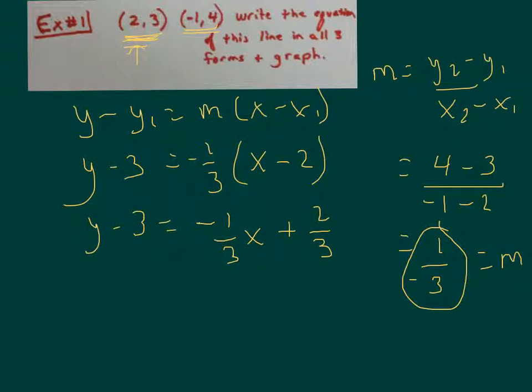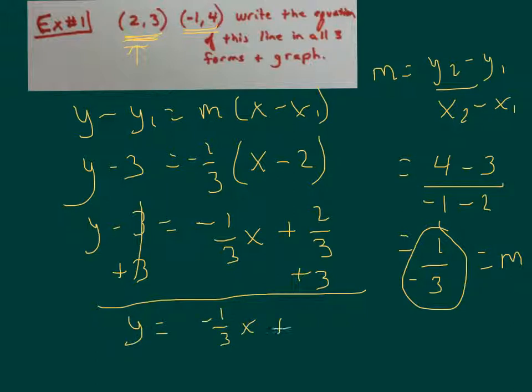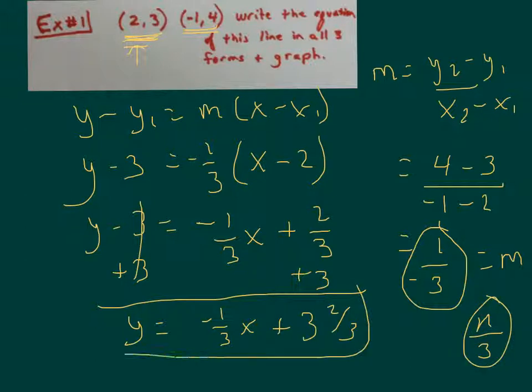And I'm going to solve for y. So I'm going to add 3 to get the y to the other side. So I end up getting, canceling these, y equals negative 1/3 x, and then 2/3 plus 3. 3 and 2/3 is perfectly acceptable. You could also do 11/3. That's the same thing as 3 and 2/3, but I'm okay with that. So I'm going to take a moment here and I'm going to show you what I have.